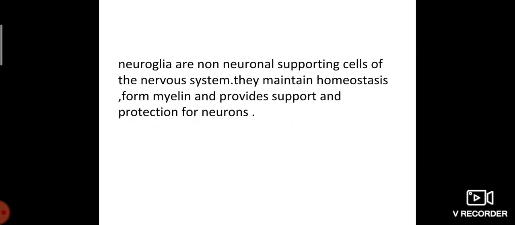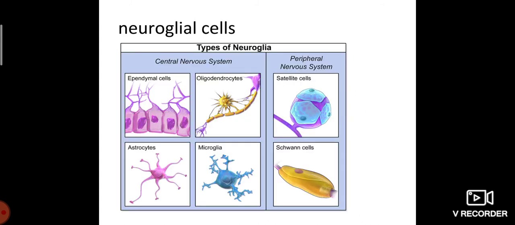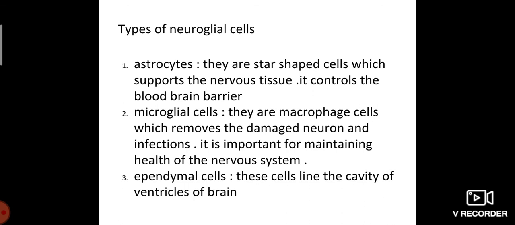Neuroglia are non-neuronal supporting cells of the nervous system. They maintain homeostasis, form myelin, and also provide support and protection for the neuron. Then we'll see the different types of neuroglial cells. First being astrocytes. See, this is the astrocyte. This is a star-shaped cell. Astrocytes are star-shaped cells which support the nervous tissue, and they control the blood-brain barrier. So that's a function of the astrocyte.